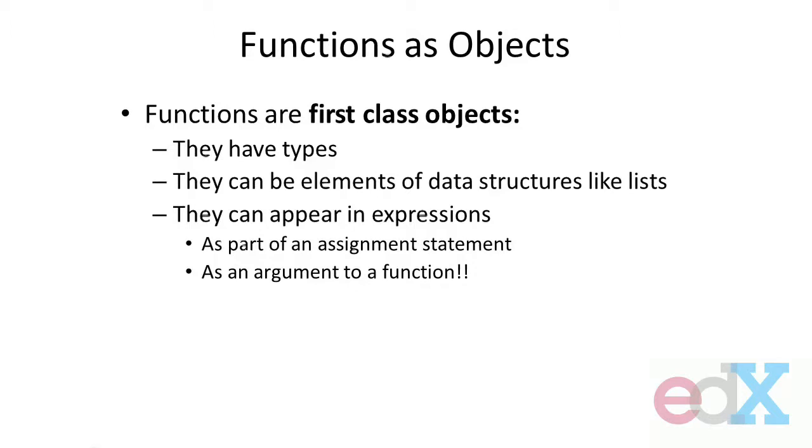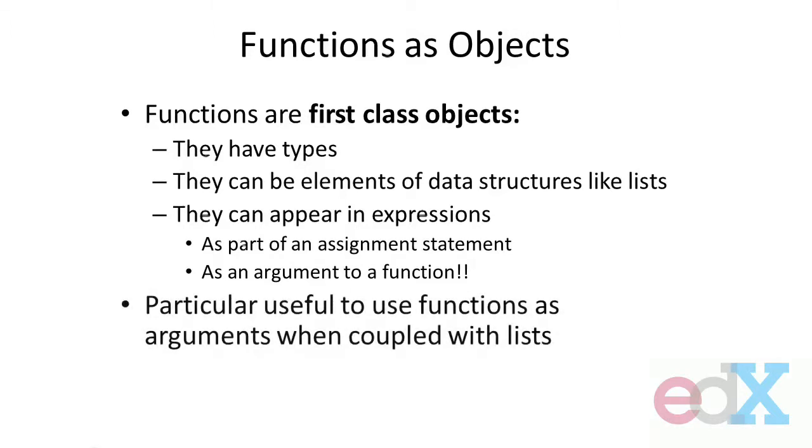Okay. Can they appear in expressions like the right-hand side of an assignment? Sure. I can say x is going to equal factorial of 5. That makes sense. And then, can functions themselves be arguments to other functions? That's interesting, and we're going to see that that can actually be the case. And this idea of having functions be first-class objects is particularly useful when we're going to use this in conjunction with lists. And we often refer to this style of thinking or programming as higher order programming, where we are treating functions as if they're elements of data structures and applying functions to them.